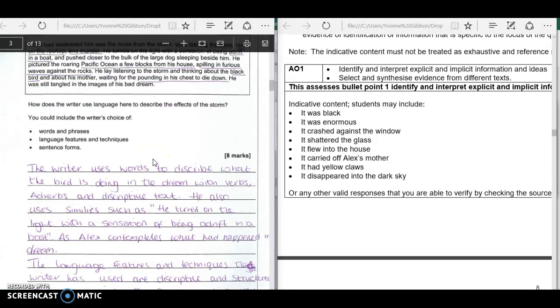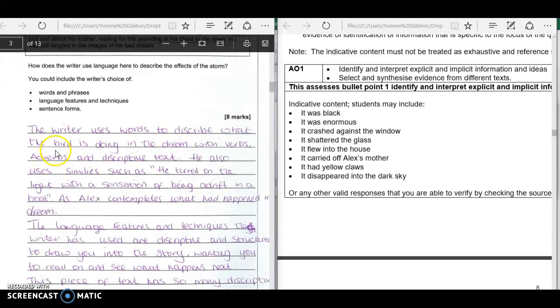Moving on to question 2, where you're asked to analyse the language the writer uses to describe the effects of the storm, this being the key part, the effect of the storm. Unfortunately, you've not addressed that part of the question, because you started off here saying the writer used words to describe what the bird is doing in the dream, with verbs, adverbs and descriptive text, and he also uses similes.